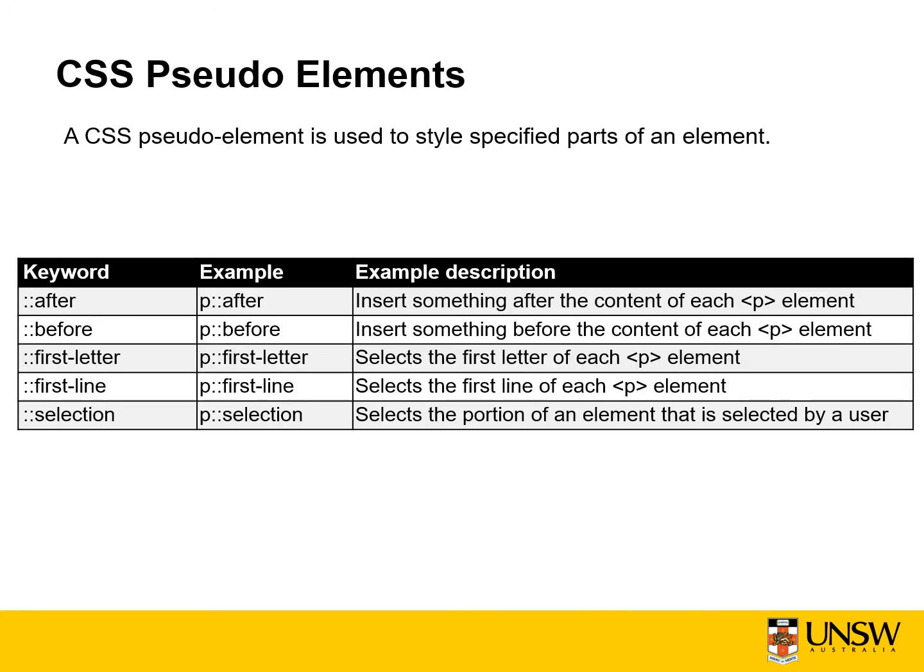In order to use pseudo-elements, there are 5 keywords that you need to learn in order to apply this style on a specific part of the tag. With the use of these keywords, you can apply this style on the first letter, first line, portion of an element, or after and before the content of the selected element.